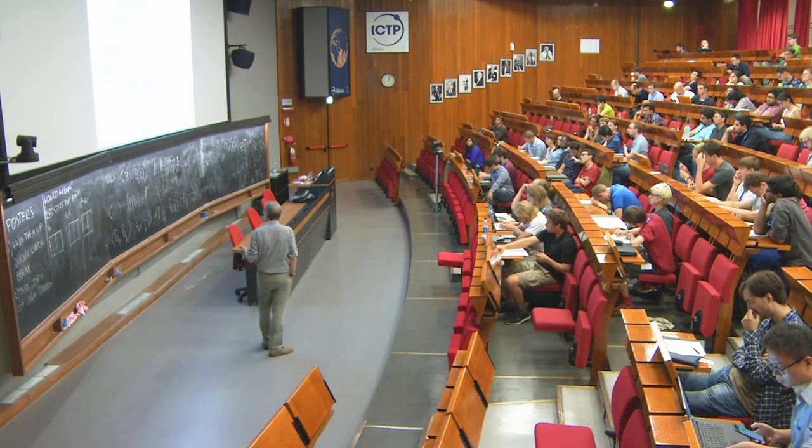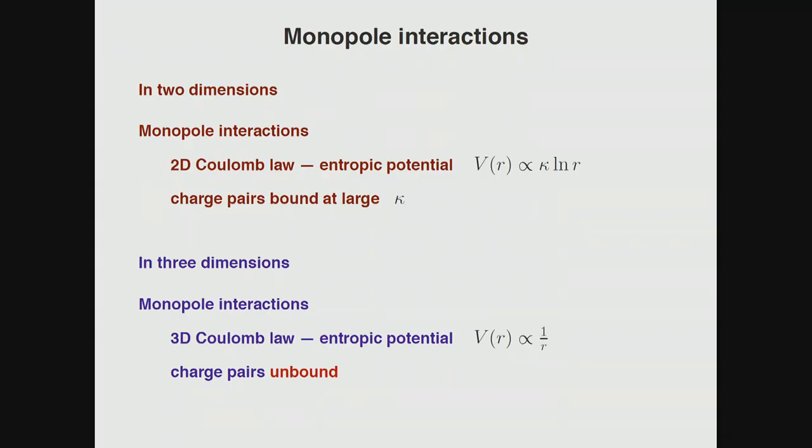So in three dimensions, you know that the interaction potential goes like 1 over r, and we start with some attractive interaction for opposite charges when they're close together. And so we have some value of r that corresponds to the lattice spacing. And the crucial thing is that if we separate the charges to infinity, we only have to pay a finite amount of electrostatic energy, or in the analogy, entropy. And so in three dimensions, these charge pairs are unbound.